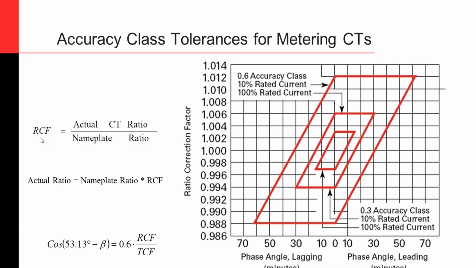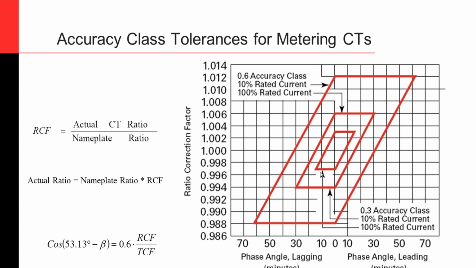Now, when I say you have to draw a graph between a ratio correction factor and the phase angle, what does a ratio correction factor mean? That's the first question that comes to your mind. The ratio correction factor, also termed RCF, is nothing but the ratio between the actual CT ratio that you measure, and we're going to talk about how to measure the CT ratio, to the nameplate ratio as mentioned by the manufacturer himself.